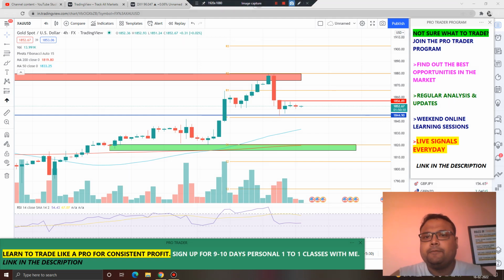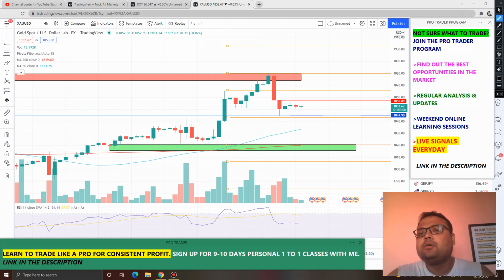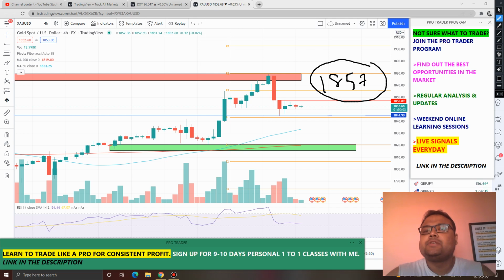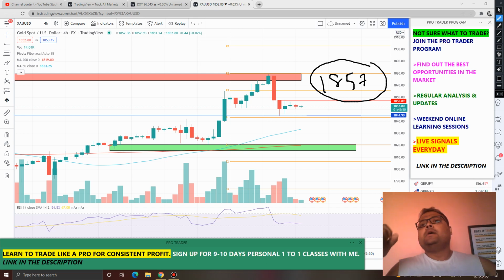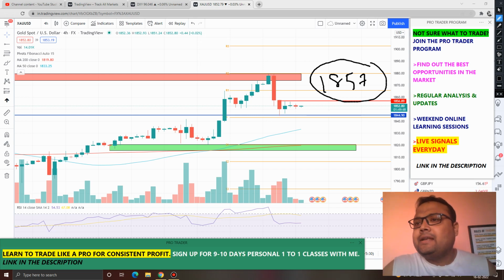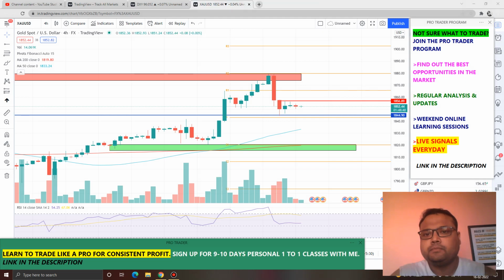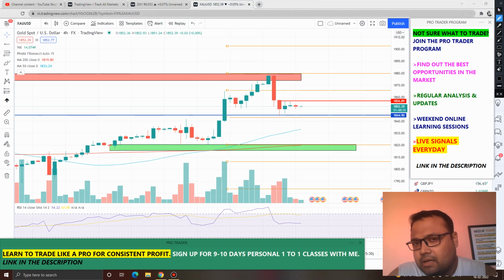Whereas on the other hand, if market goes up around 1857, we can see some price rejection since yesterday. So for scalping purposes, if you see a price rejection from 1857, you can take a sell position as well. But to be honest, taking a sell position at 1857 is kind of risky. So if market reaches the level of 1857, then I'll request you to observe the market first. If you see good price rejection around 1857, then only take a sell position.